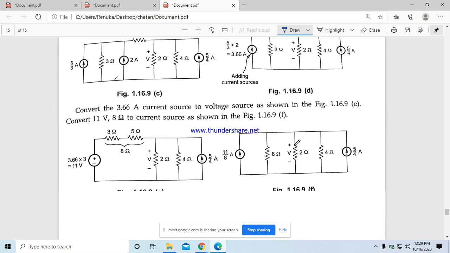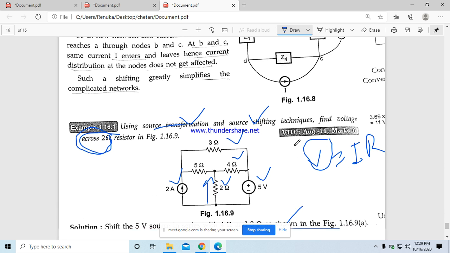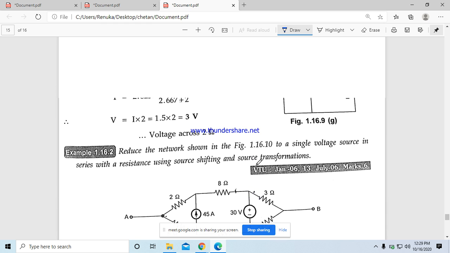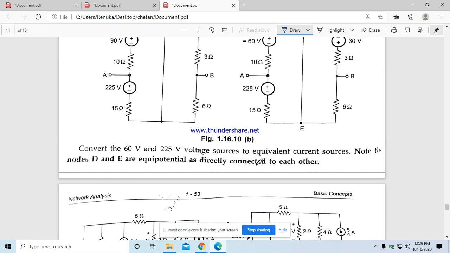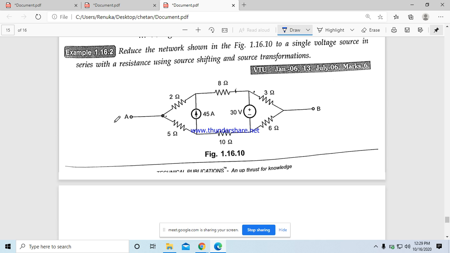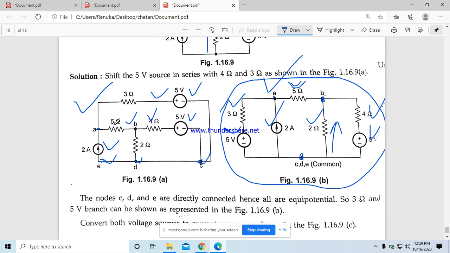So here, whatever this voltage source is there, convert this voltage source into current source. Here also, whatever the voltage source is there, convert this voltage source into current source. I have done that same thing here. Voltage source is there, I have converted that voltage source into current source. Here also one voltage source was there, I have converted that voltage source into current source. How can you convert a voltage source into a current source?